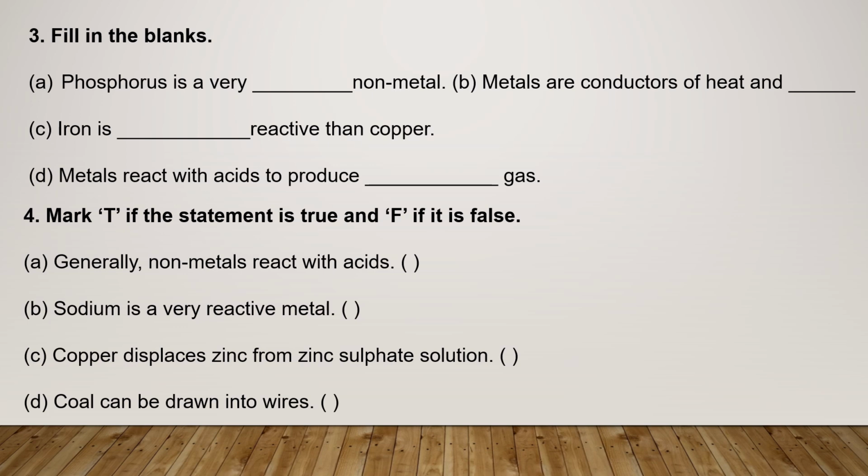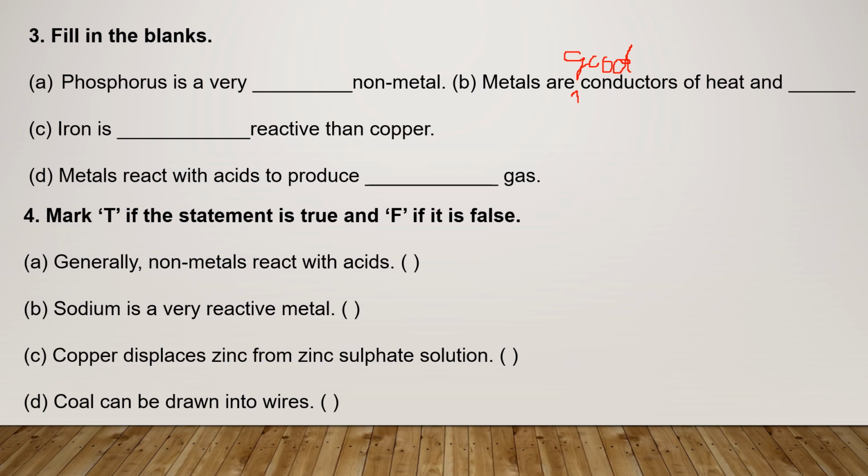Question B. Metals are good conductors of heat and electricity. C. Iron is dash reactive than copper. Iron is more reactive than copper. D. Metals react with acids to produce dash gas, hydrogen gas. Metals react with acid to produce hydrogen gas.